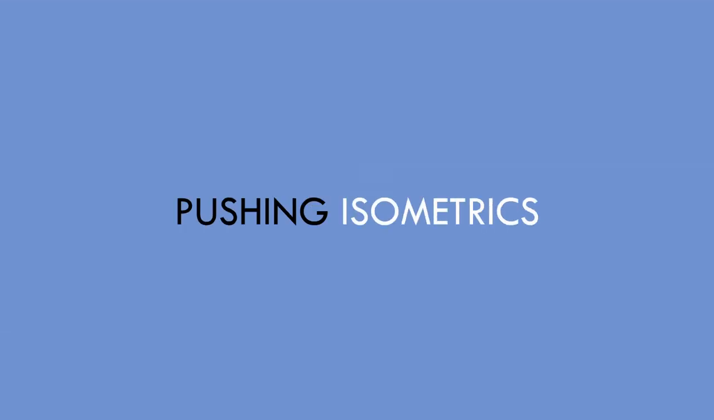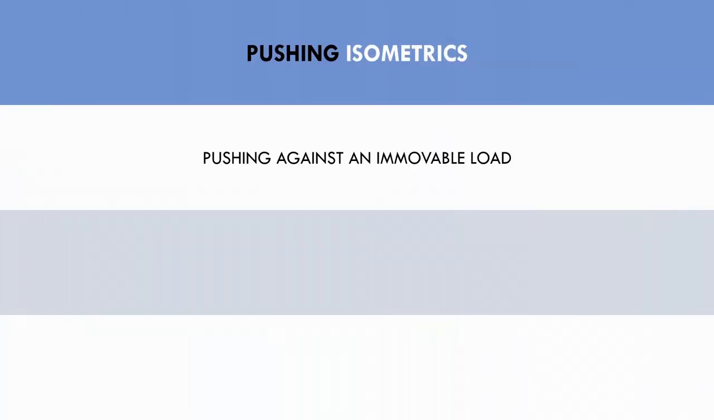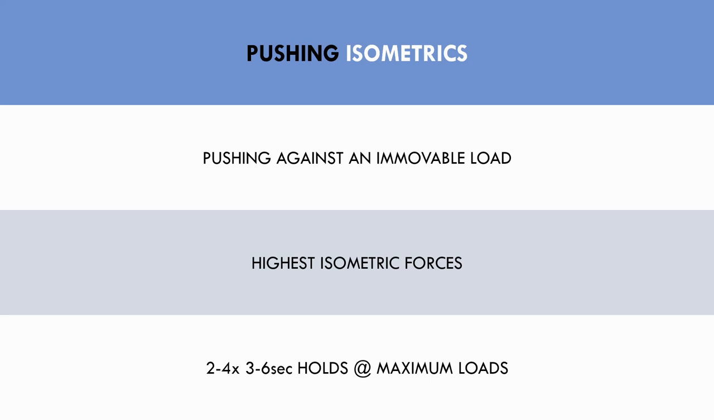The next form of isometric strength training is pushing exercises. This is where the athlete pushes as hard as possible against an immovable load. This is where the highest isometric force will be produced. 2-4 sets of 3-6 second pushes are good general guidelines for this form of isometric training.